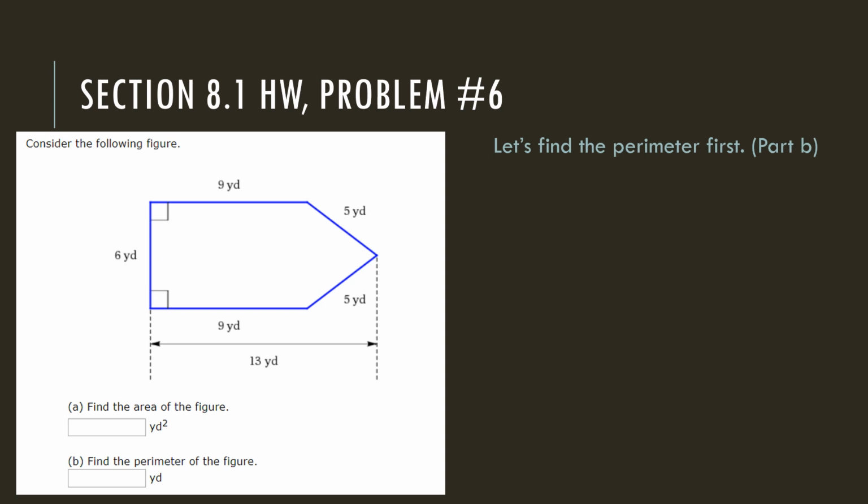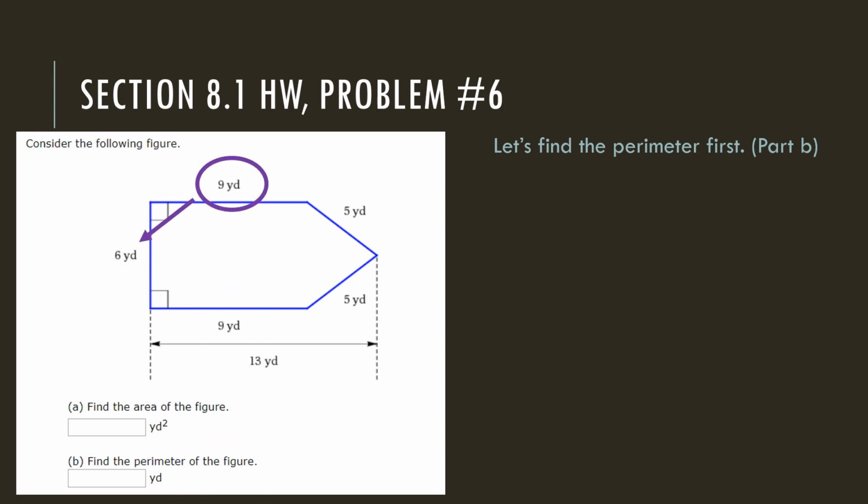So I'm going to start with part B because this is the easier part. Part A is to find the area, part B is to find the perimeter. I'm going to do part B first just because this part's easier. To find the perimeter, we know that we just go along the edges and add up all of the lengths that are on the outside.